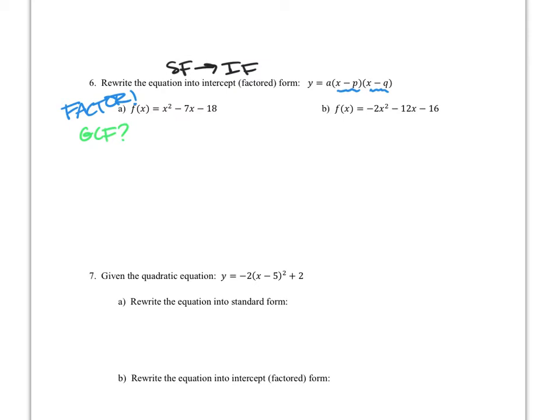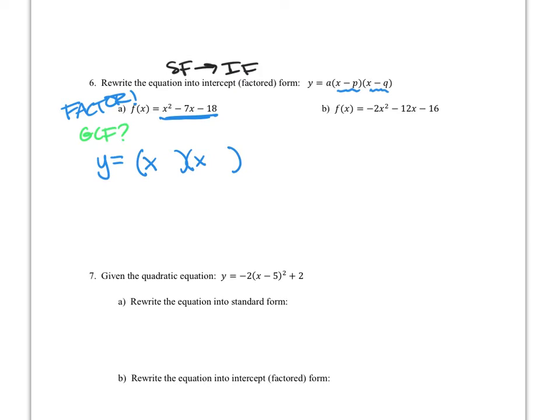So we're going to have our equation, y equals, and again, we're putting this into intercept form. So we have to figure out how this trinomial or this standard form factors. Again, we are going to end up with two binomials. So how do we get that first term x squared? It's an x times an x. Now we need to look at how we get the negative 18 and the negative 7.